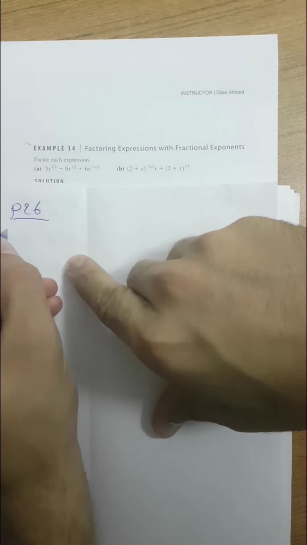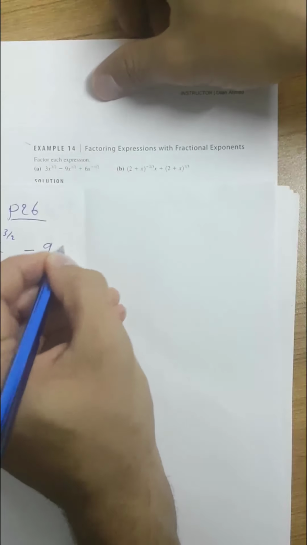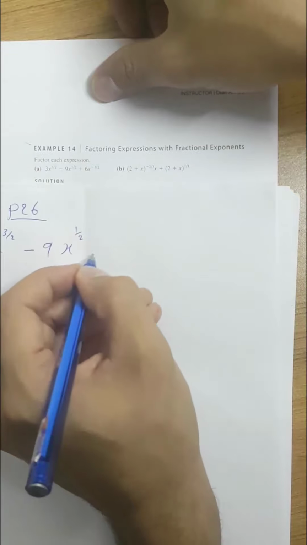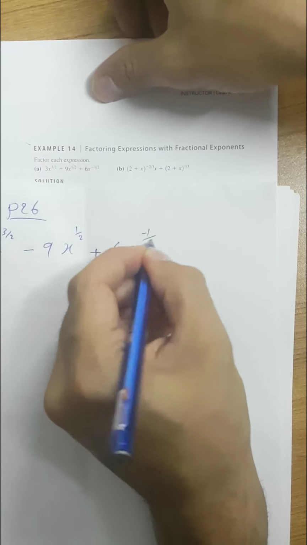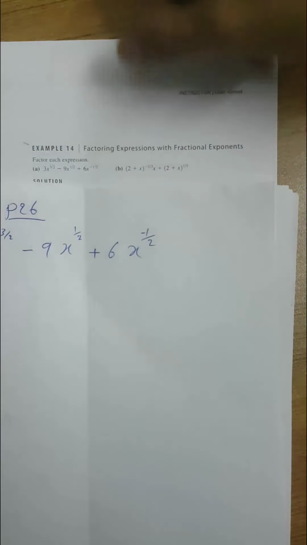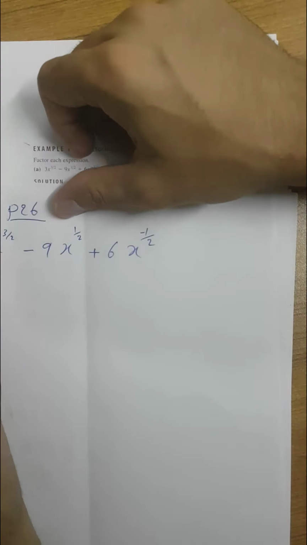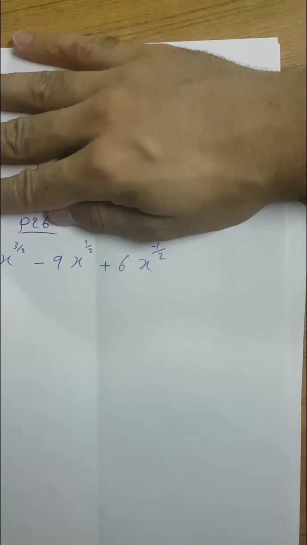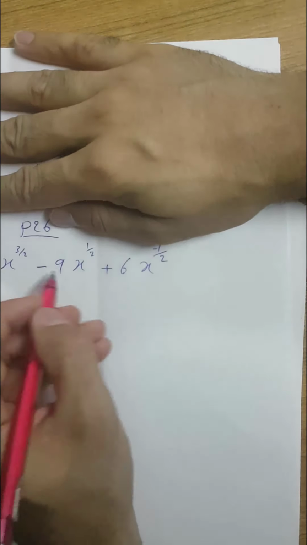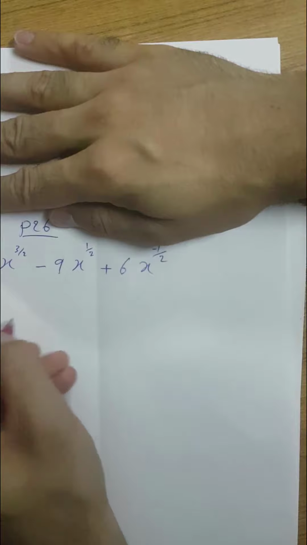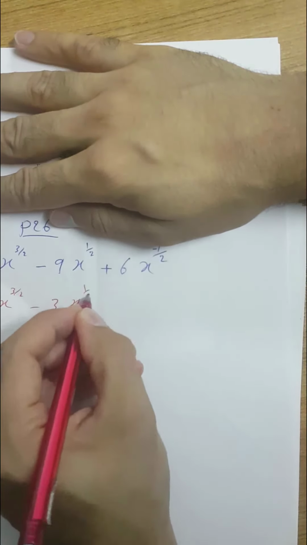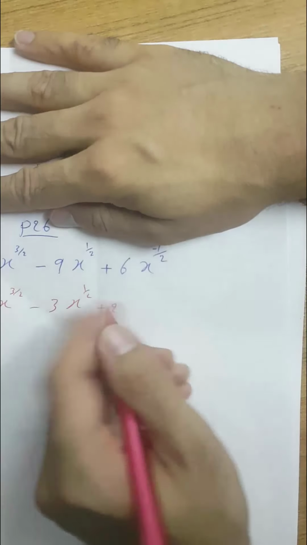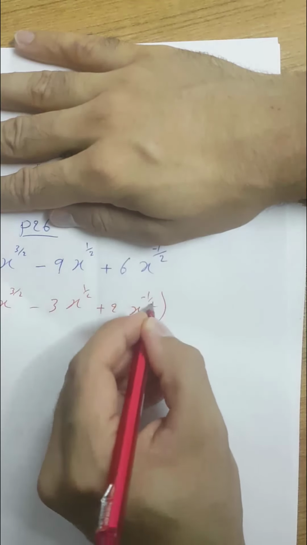We have 3x to the 3 over 2. Look, it is the same as the previous one, but the exponent here is a fraction, which we recall as a rational exponent from 1.1 and 1.2. Now, first of all, between 3, 9, and 6, we have 3 as a common factor. So 3 as a number, x to the minus 1 over 2. Okay, dear?